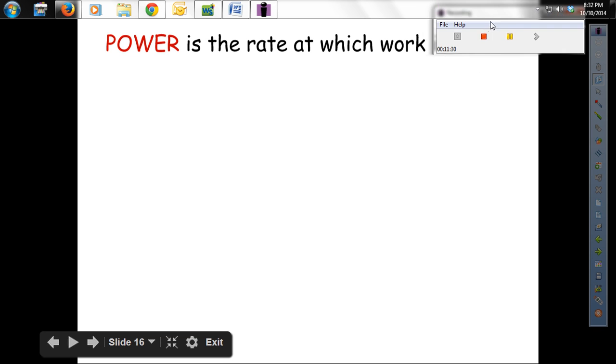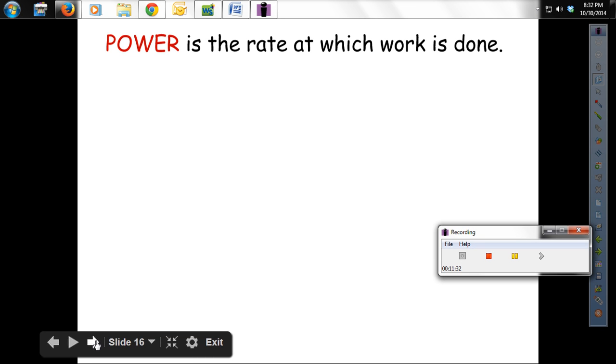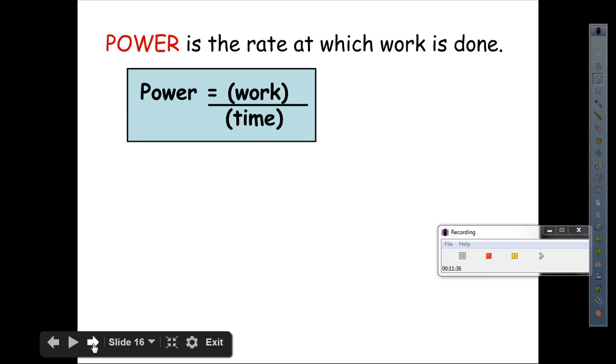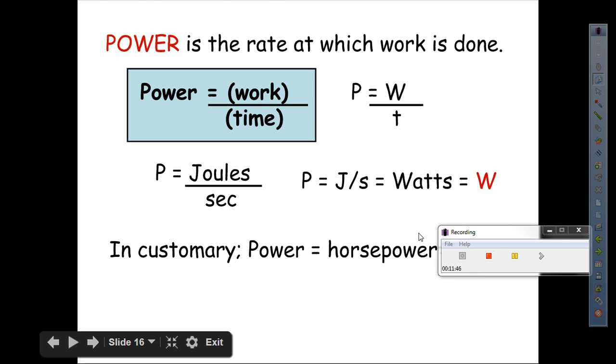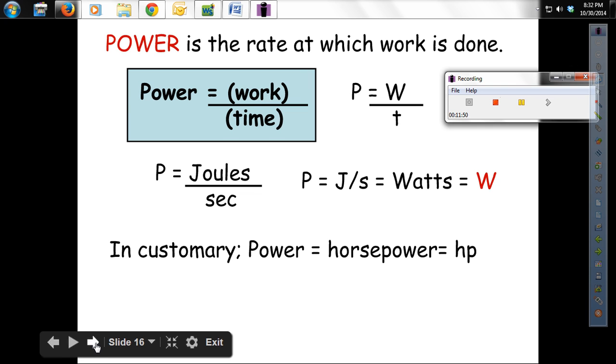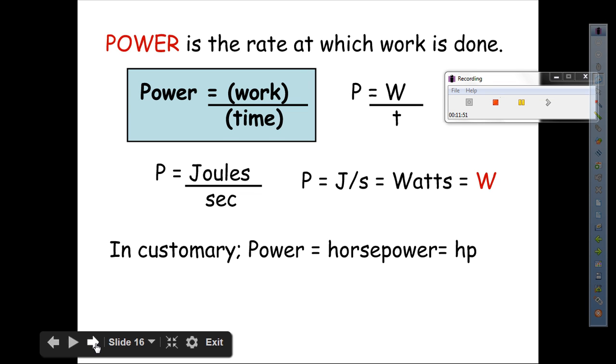Power is how quickly we do the work. So power is just work over time. So I wind up with joules per second. Joules per second is also called a watt, W-A-T-T. In the English system, we call it horsepower. There's a conversion between horsepower and watts. There it is, 746 watts is equal to 1 horsepower. So pause the slide and get that in.